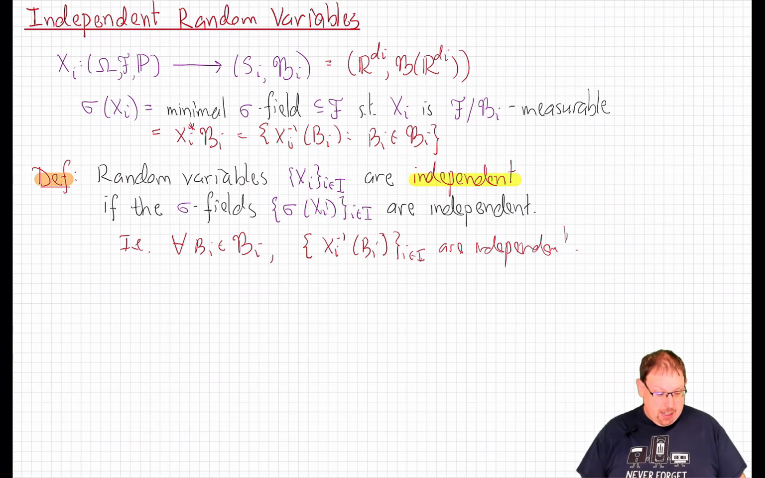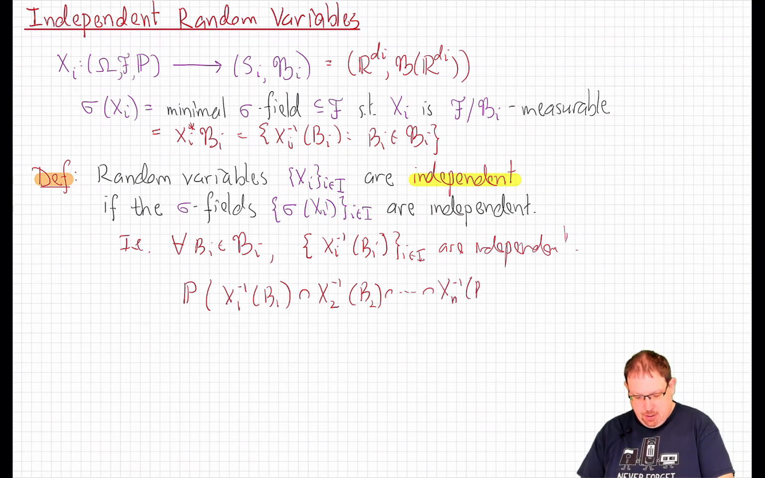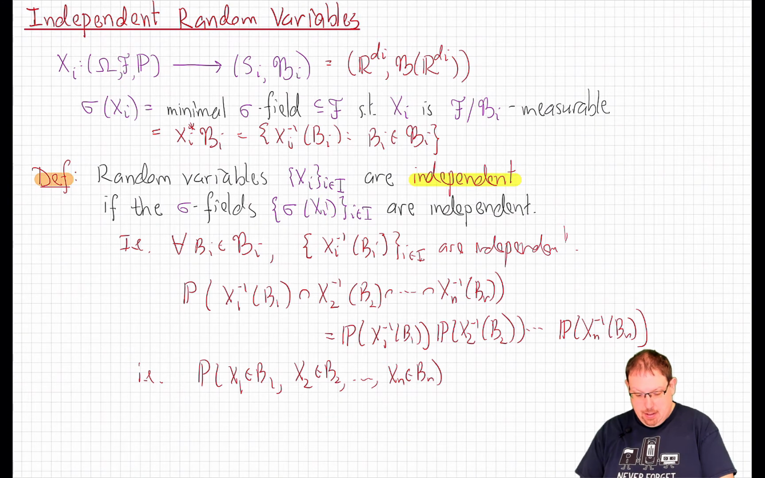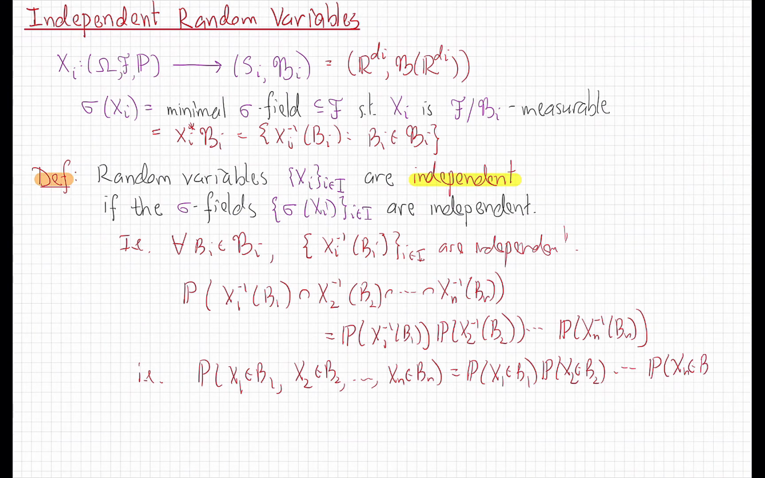It means that for any finite collection of them, so let's just, for the sake of notation, suppose that the set I consists of the indices from 1 up to n, we have that the probability of the intersection X1 preimage on B1, X2 preimage on B2, etc., Xn preimage on Bn, is equal to the product of those probabilities. Another way to write that, which is more common, is to say that the probability that X1 is in B1 and X2 is in B2 and etc. through Xn is in Bn is equal to the probability that X1 is in B1 times the probability that X2 is in B2 times etc. through the probability that Xn is in Bn.